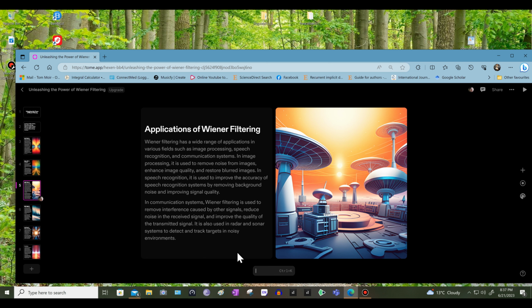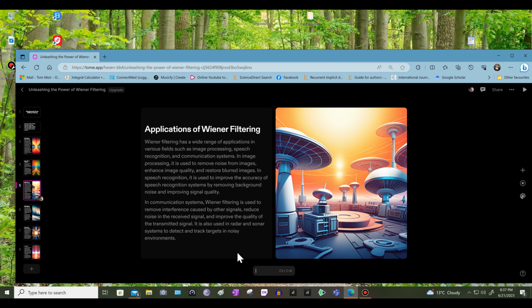Wiener filtering has a wide range of applications in image processing, speech recognition, and communication systems. It says in image processing, it's used to remove noise from images, enhance image quality, and restore blurred images. In fact, the blurred images application is quite old, really. It goes way back. In speech recognition, it's used to improve the accuracy of speech recognition systems. Often, the Wiener filter, of course, is part of adaptive filters, more importantly, finite impulse response filters. It doesn't mention any of that, of course, but anyway.